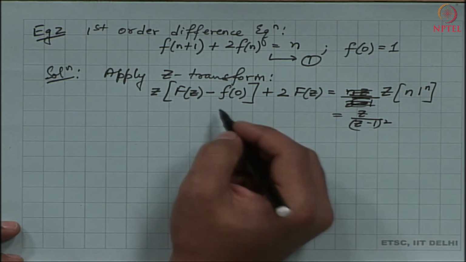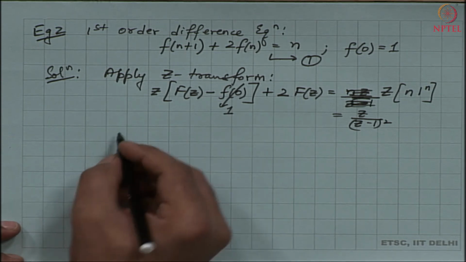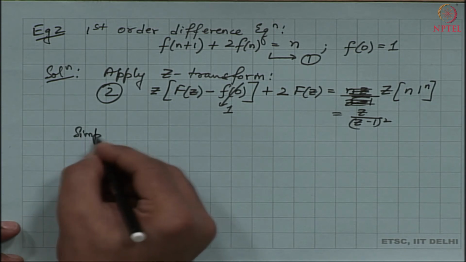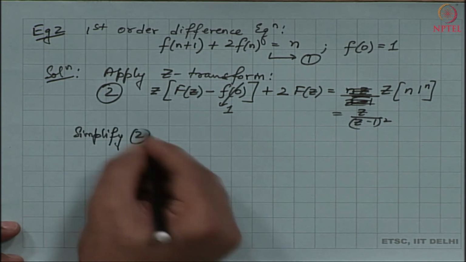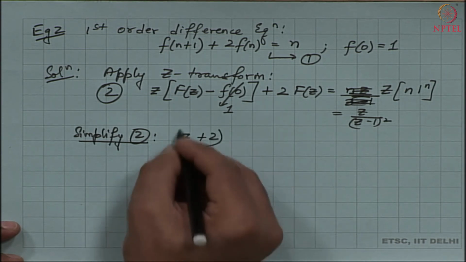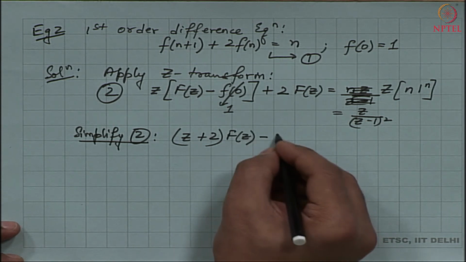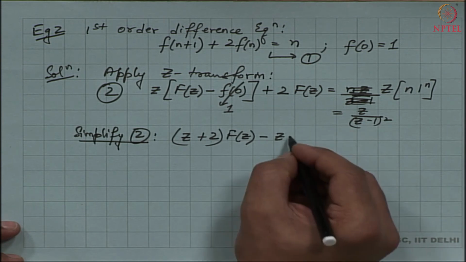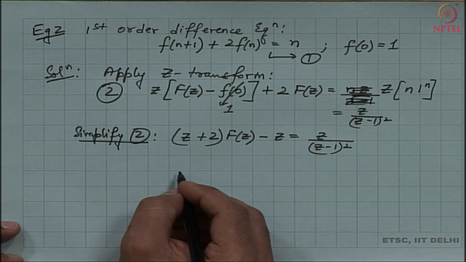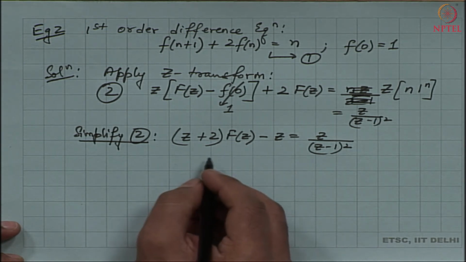I am also given that f of 0 is 1. So let me plug that in and simplify. Let me call this 2. Simplifying 2, I see that this is z plus 2 times f of z minus z, which is equal to z divided by z minus 1 squared.